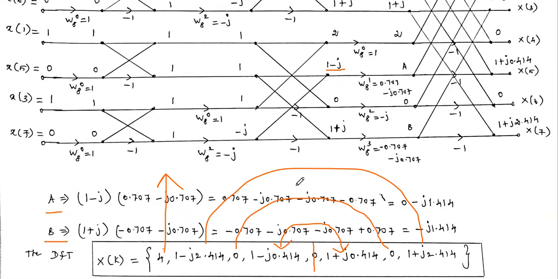So for any problem, the DFT answer should satisfy these properties: the first answer should be the addition of all our time domain values, and except for that, around the center answer, the symmetric pairs of answers are complex conjugates. So our answer is correct. This is the DFT of our given sequence.